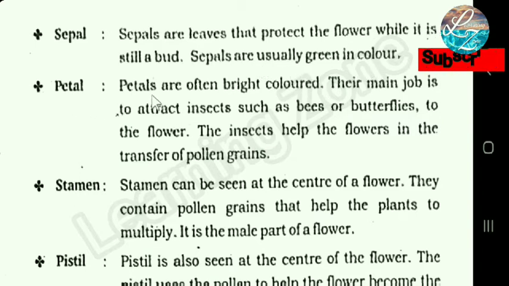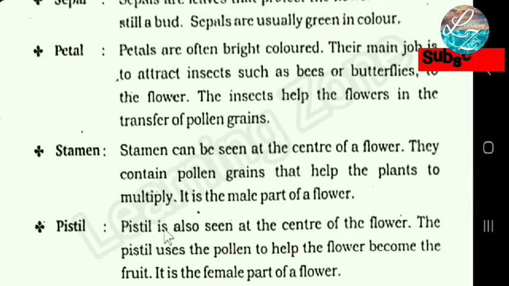Petal. Petals are often bright colored. Their main job is to attract insects such as bees or butterflies to the flower. The insects help the flowers in the transfer of pollen grains. Stamen. Stamen can be seen at the center of a flower. They contain pollen grains that help the plants to multiply. It is the male part of a flower.